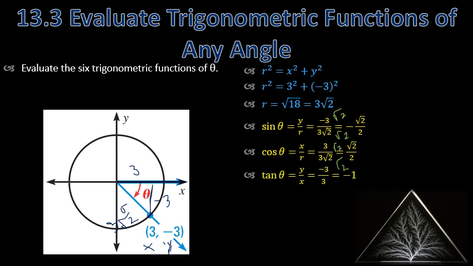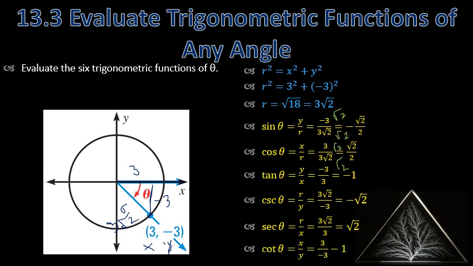Tangent is y over x, so that'd be -3 over 3, which becomes -1. Cosecant is r over y. So r is 3 square root of 2, y is -3. The 3's cancel, so you're left with negative square root of 2. Secant is r over x, so 3 square root of 2 over 3, which reduces to square root of 2. And lastly, cotangent is x over y, so 3 over -3 is -1. Be an equal sign there.